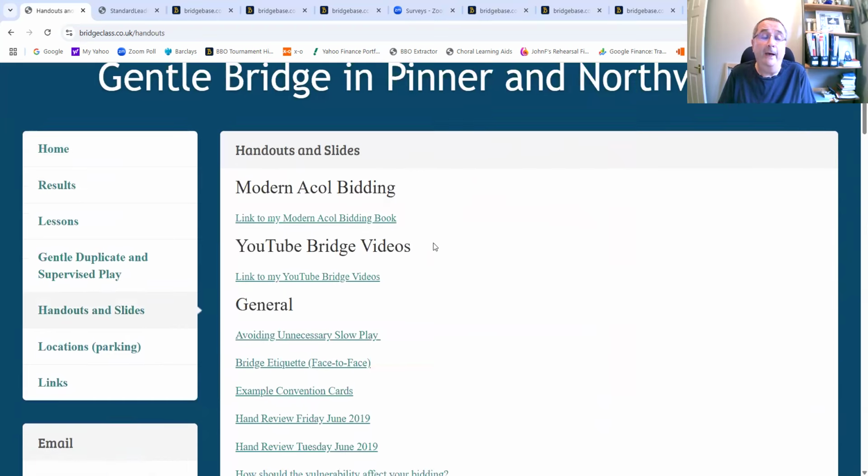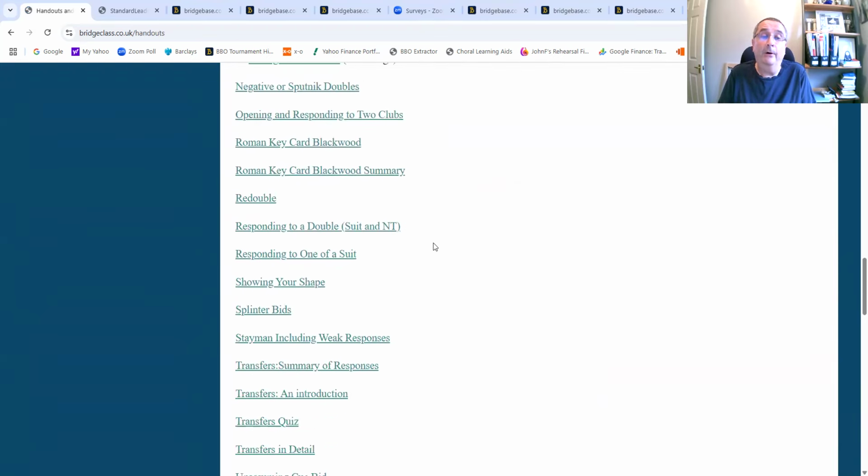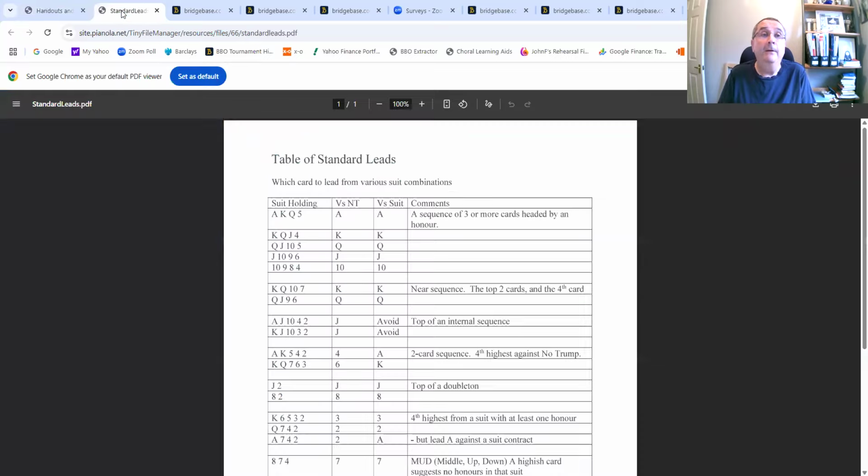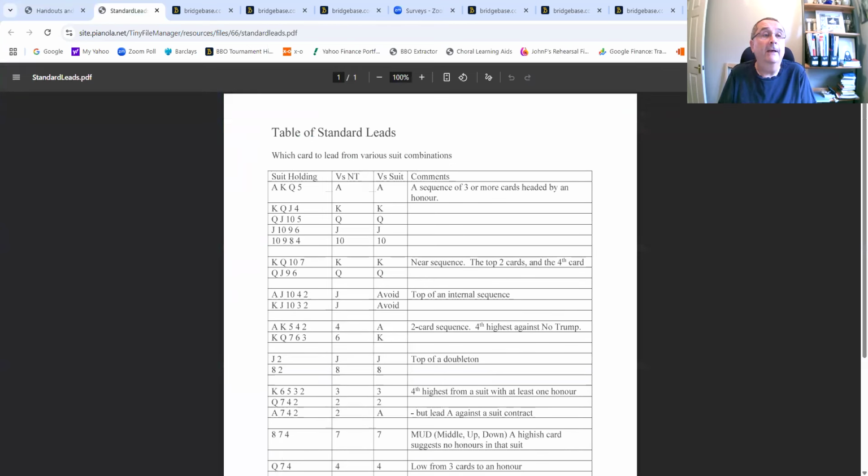And if you scroll down there, you'll see a handout on the defense, which is of standard leads. And if you click on that, you'll see a handout on standard leads there. And let me just make a slight change. There we go. And you'll see a handout of standard leads, which if you're not familiar with, you should print out and try and memorize. These are the leads you should make once you've decided which suit to lead. There's a fairly standard lead on opening a lead, at least, about which card to lead.